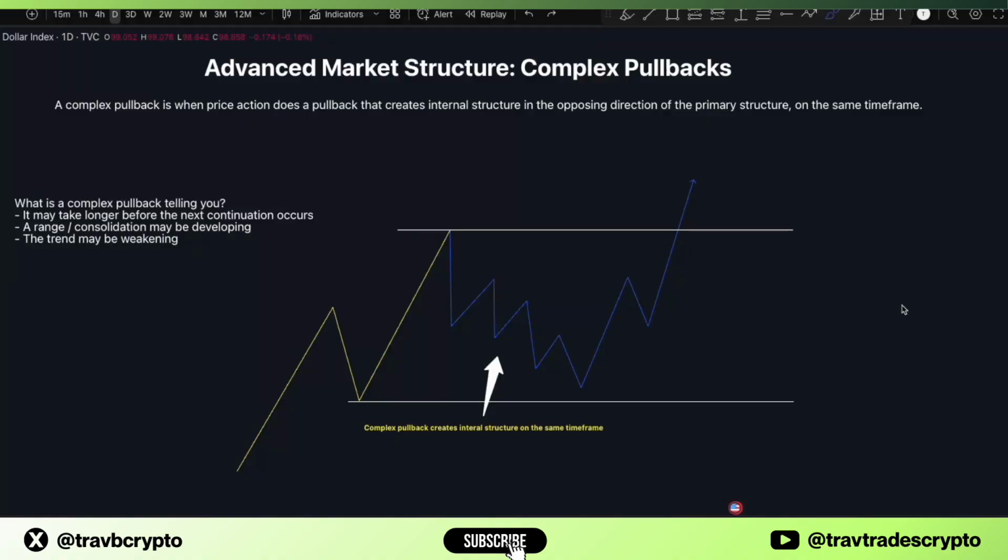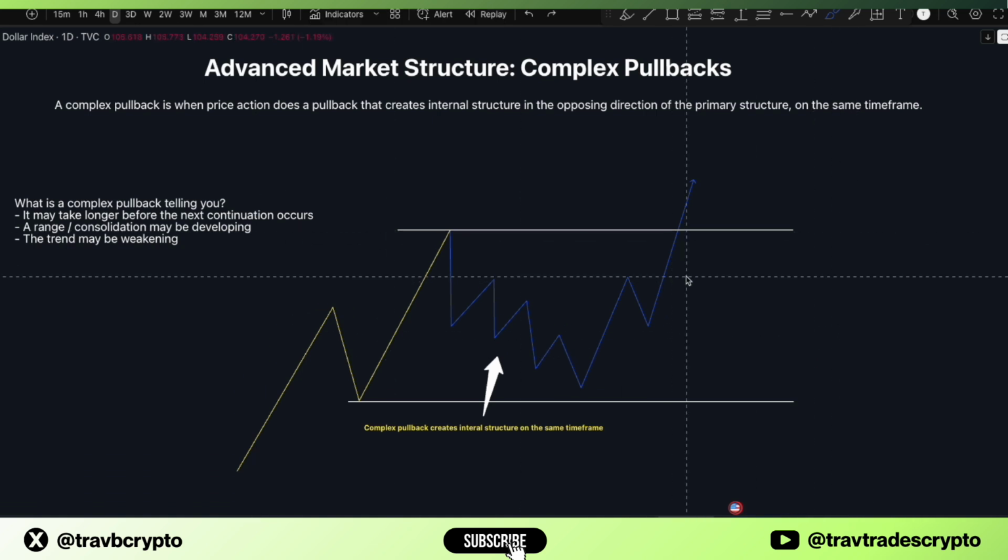A complex pullback is when price action starts doing a pullback that creates internal structure, typically always beginning in the opposing direction of the primary structure on the same time frame. So if you think about how a market moves, when a market is moving aggressively with a lot of momentum, it won't create complex pullbacks, right? Because it'll just keep moving up like this, potentially going parabolic.